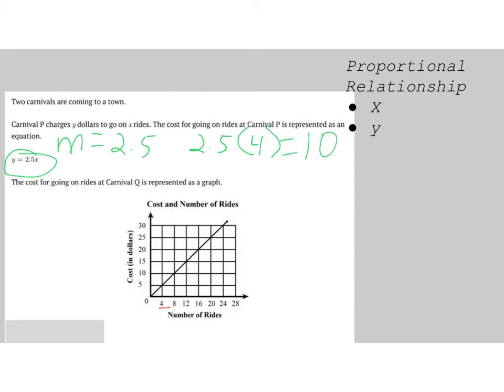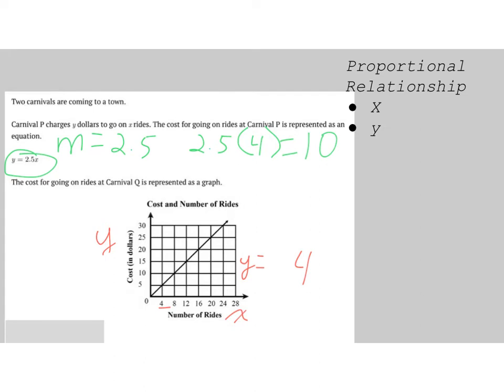Okay, so we got 4 number of rides. This is our X. So our X is 4. Our X is 4 there. Equals. Okay, so we have our Y over here and our X over there.